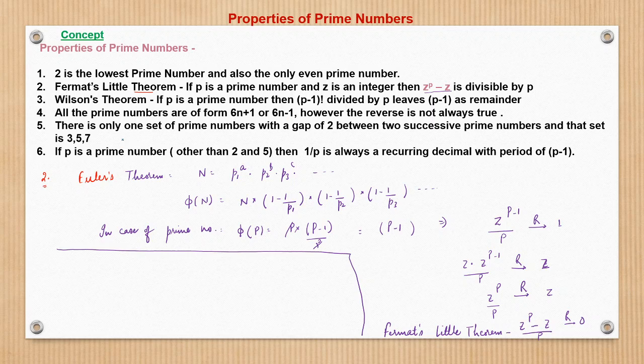Then there is only one set of prime numbers with a gap of 2 between two successive prime numbers, and that set is 3, 5, 7. This also we have seen as an illustration in the previous session.